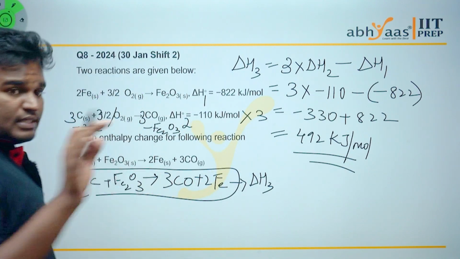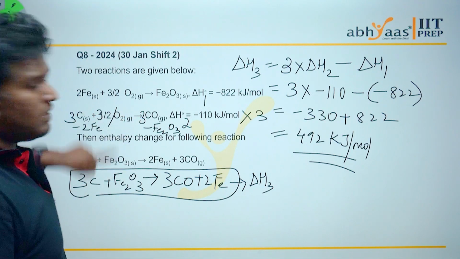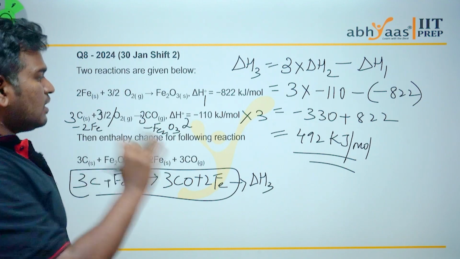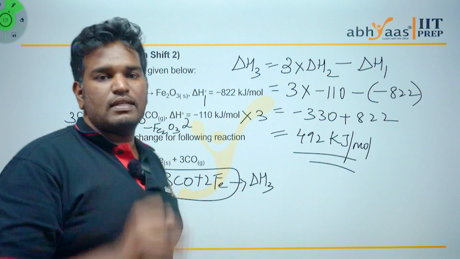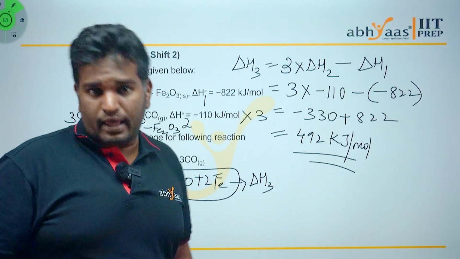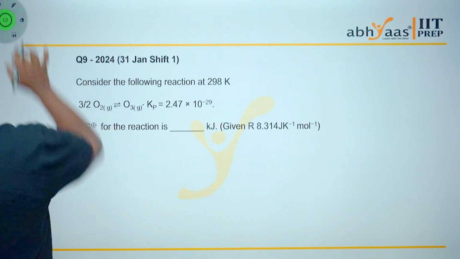So here the trick is that the calculation part is simple. Here the logic is that if you multiply the third chemical reaction with 3 and if you subtract the first chemical reaction, you will be getting the third one. The same logic we are applying to enthalpy change and you will be getting the answer, right? Now we will move to the 9th question.